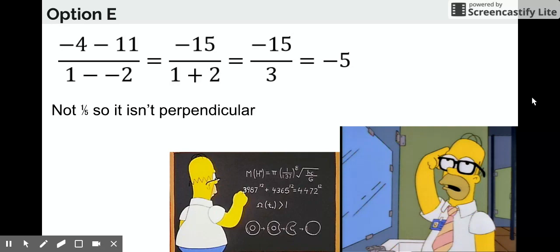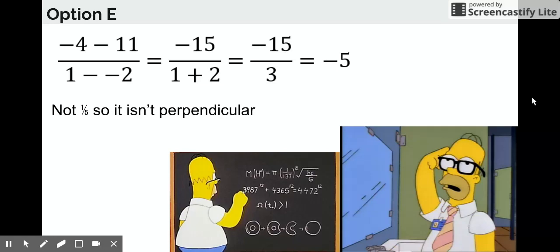Lastly, we have to find the slope for option E. First, we have to do negative 4 minus 11. You can turn the equation into negative 4 plus negative 11 and get negative 15. Now we must solve the bottom portion, so we'll do 1 minus negative 2. You can turn this into 1 plus 2 and get an answer of 3. Negative 15 divided by 3 is negative 5. This slope of negative 5 is not perpendicular.